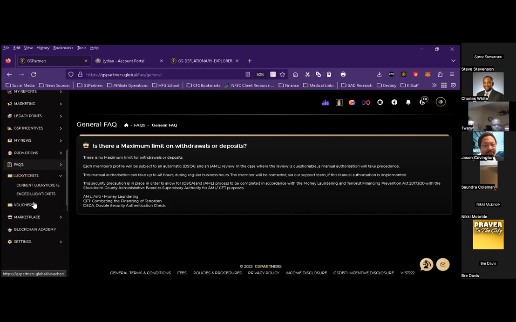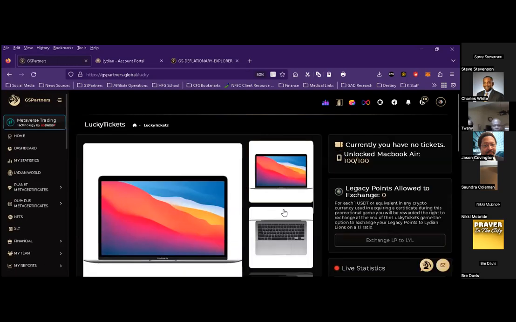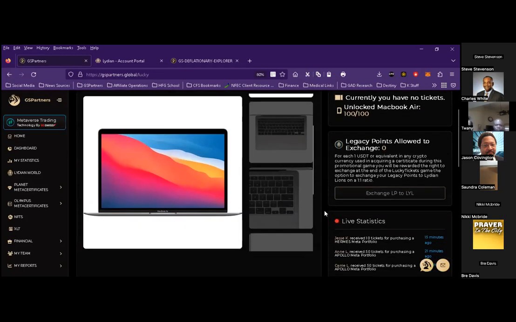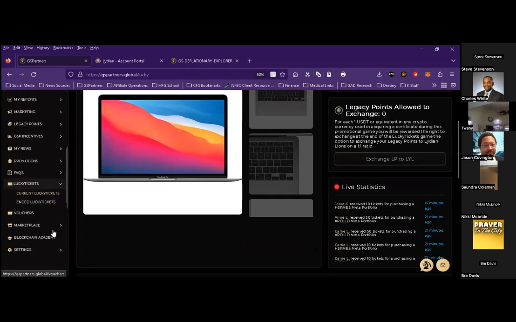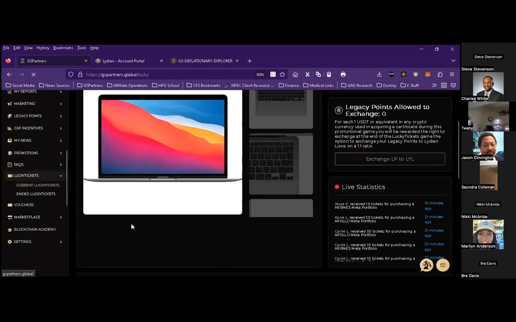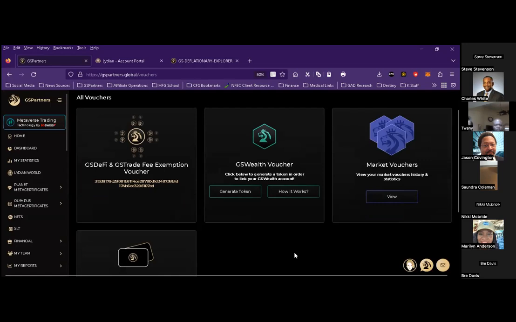The newest promotions, the lucky tickets. This will give you an idea of what those are. It takes a little while to come up because it's a live feed. This is where you can get all this information about the MacBooks and stuff like that. Vouchers. If you haven't done anything with the vouchers, don't worry about it.